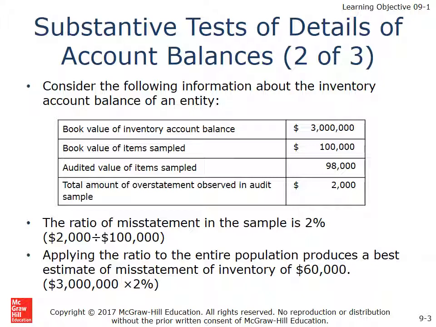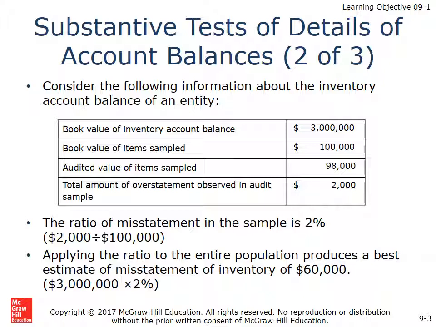Consider the following information about an inventory account balance, which is the one presented on those pages. You have a book value of inventory of $3 million. You sample that inventory balance, and the book value of the inventory you sampled is $100,000. You audit it, and you find that the same inventory has an audited value of $98,000. The total amount of overstatement observed in the audit sample is $2,000.